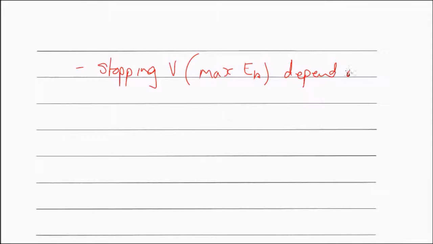It's a 3-mark question, so 1 mark is probably allocated to the line, so we've got 2 marks about what we need to say in our explanation. So one of them that you could say is that the stopping voltage or the max kinetic energy depend on f, not on the intensity.